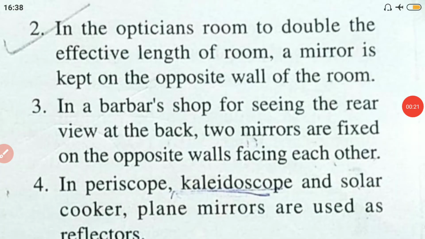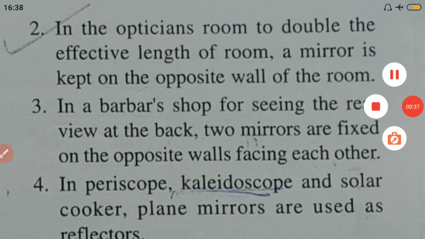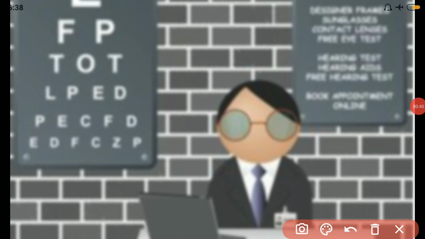Number two, in the optician's room, to double the effective length of the room, a mirror is kept on the opposite wall of the room. When you go to the optician's room, you are made to read one kind of board, this kind of board, right? And opposite to this board, a mirror is placed. This will be your position, and actually you will be looking at the mirror to read this board, right? It is used in the optician's room also. Now we can go to the next use.